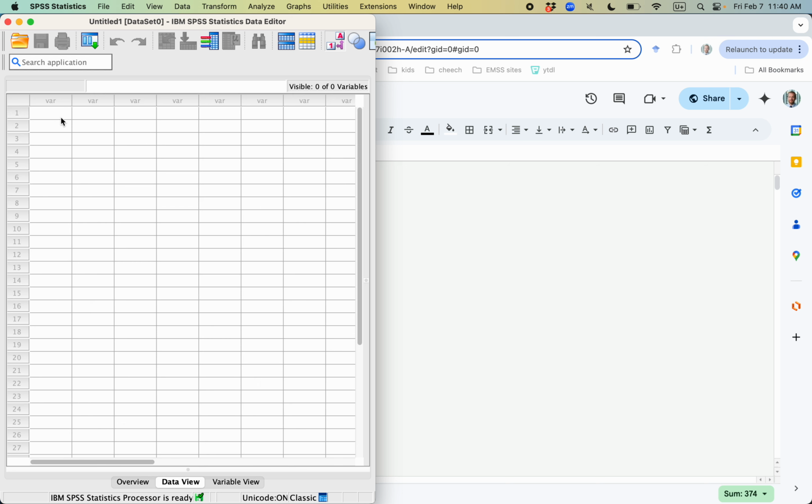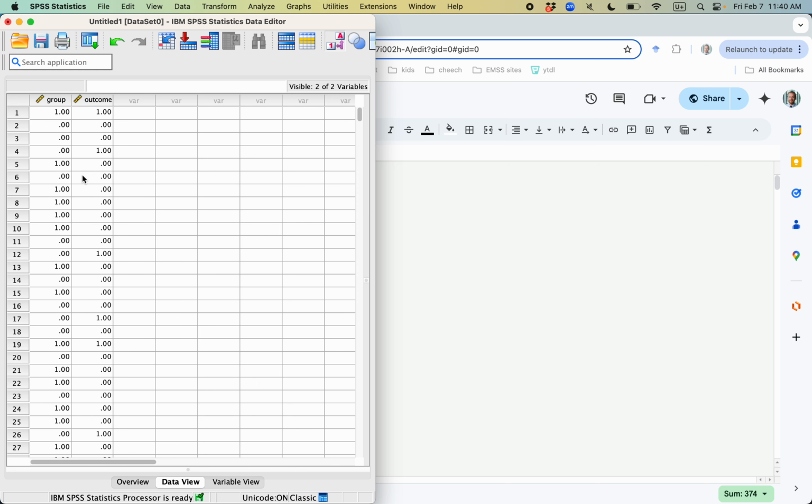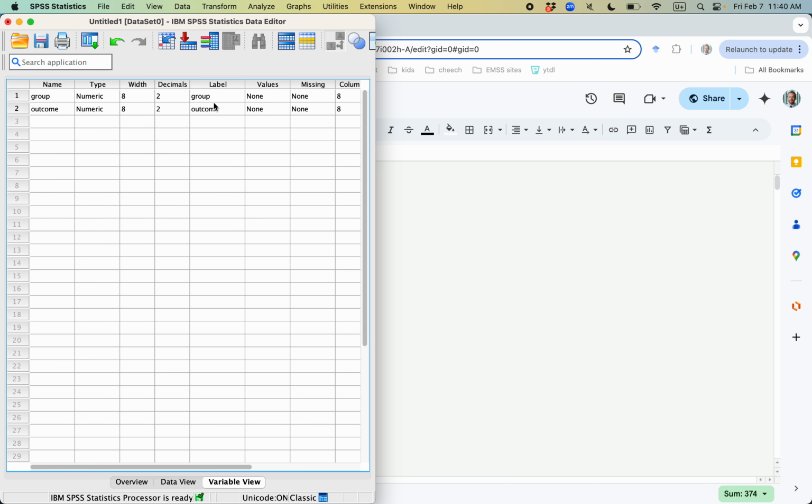So I copied the data. I'll just simply paste it in. And hopefully this is a whole bunch of 1s and 0s. This should be totally fine. To make my life a little bit easier, what I'm going to do is go into the variable view and say what those 0s and 1s mean. And there we just simply use the value labels.